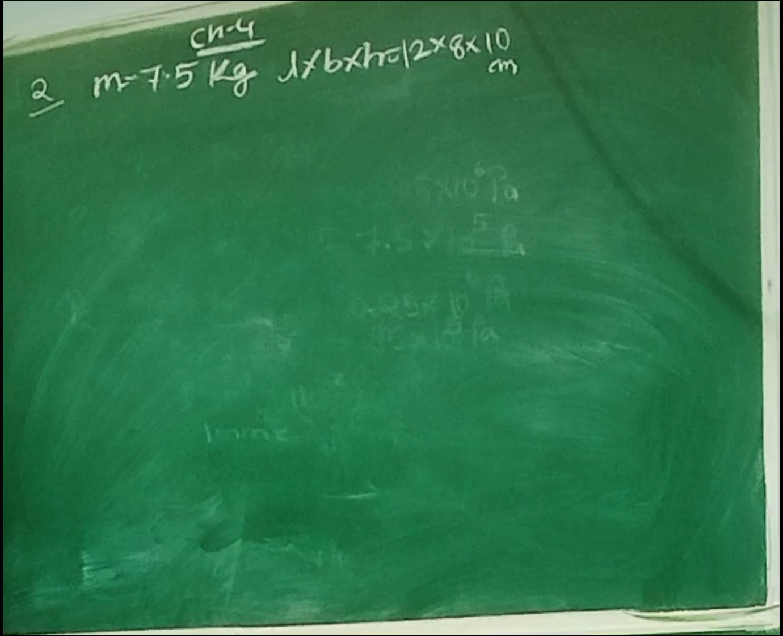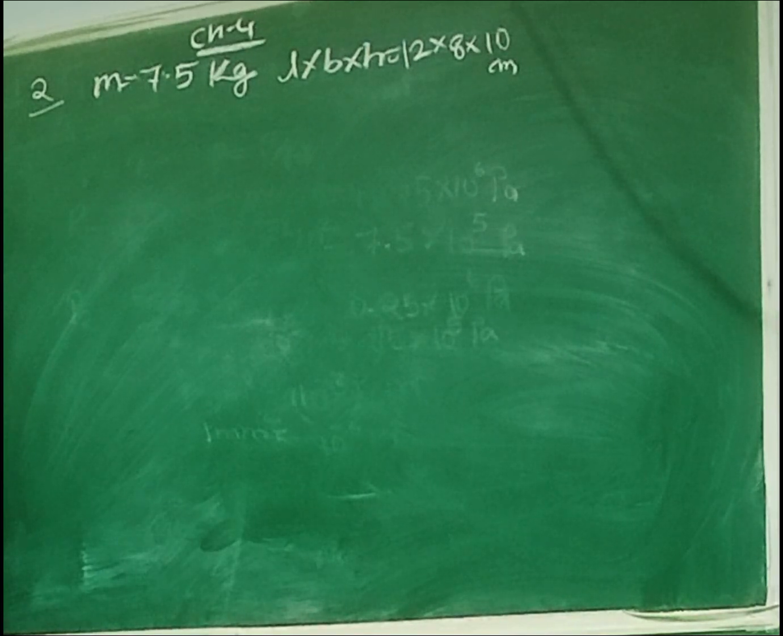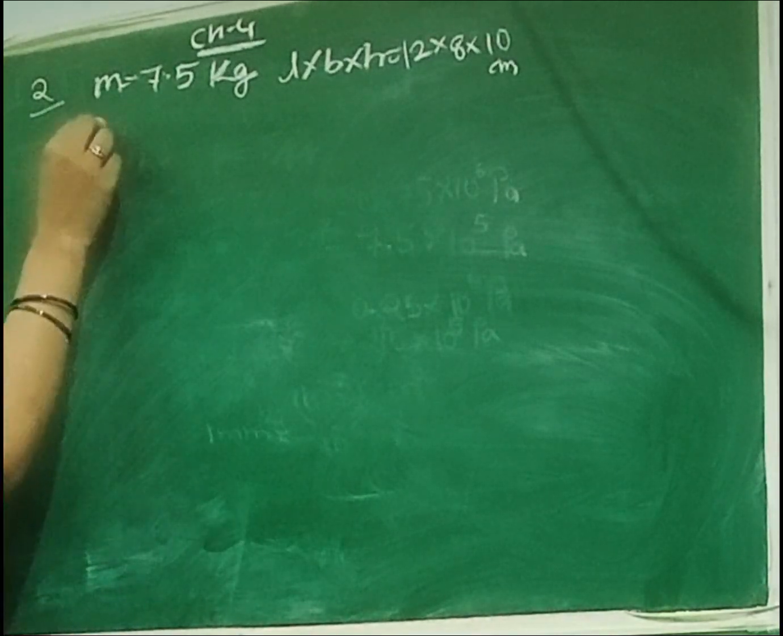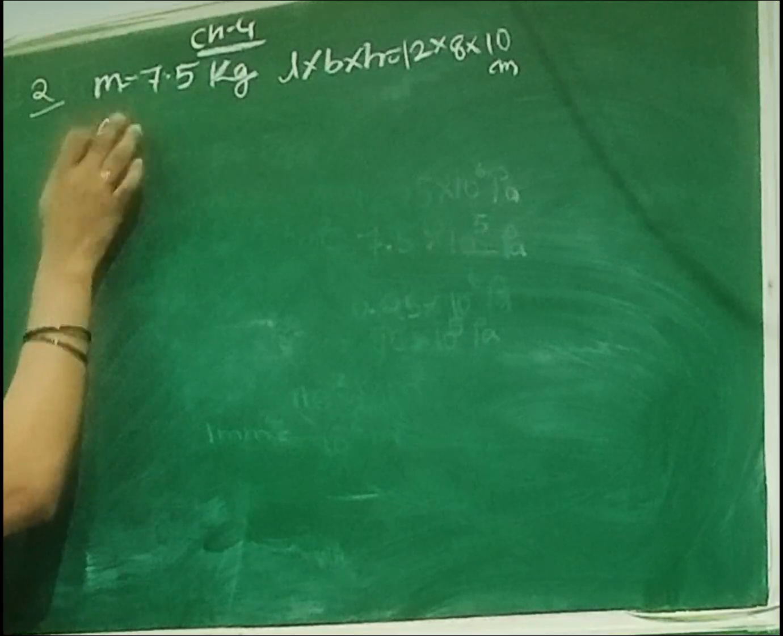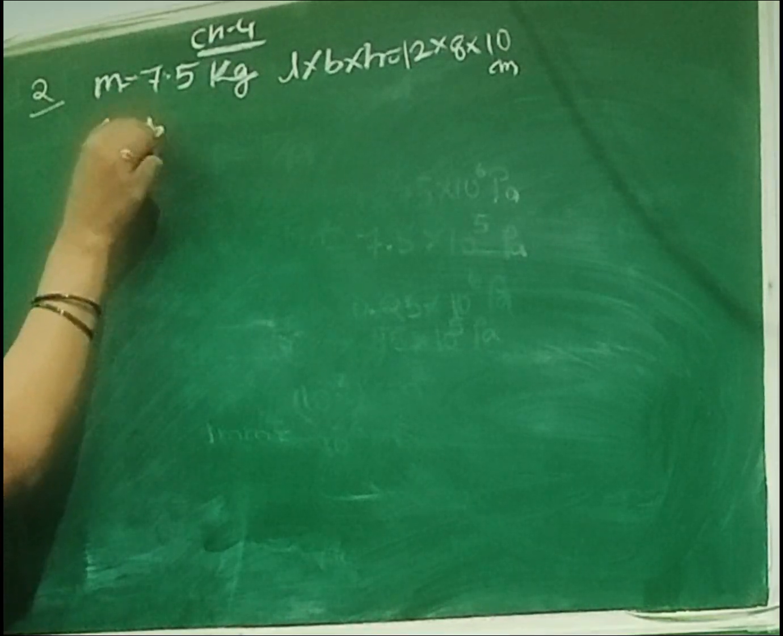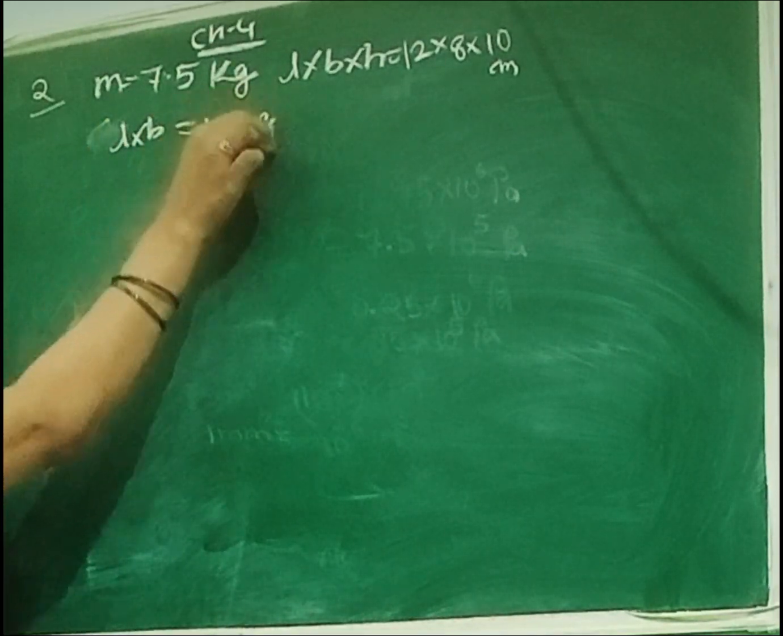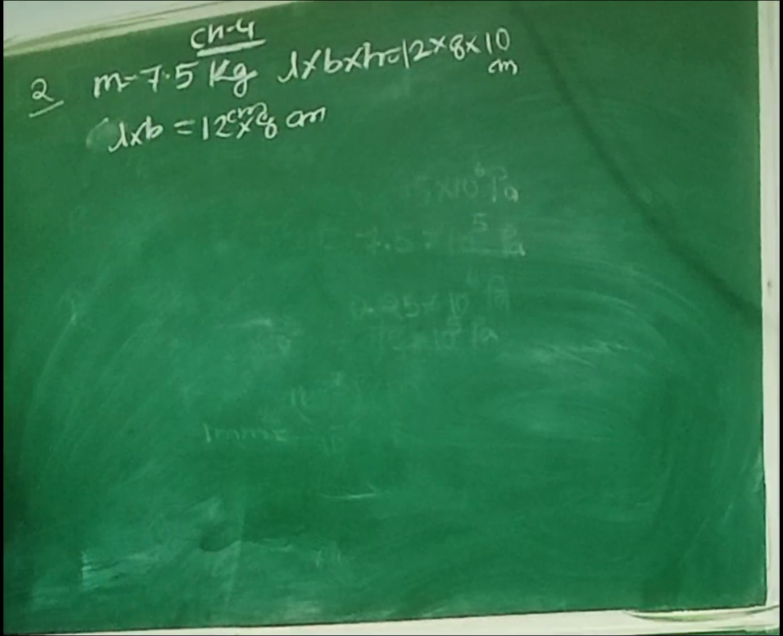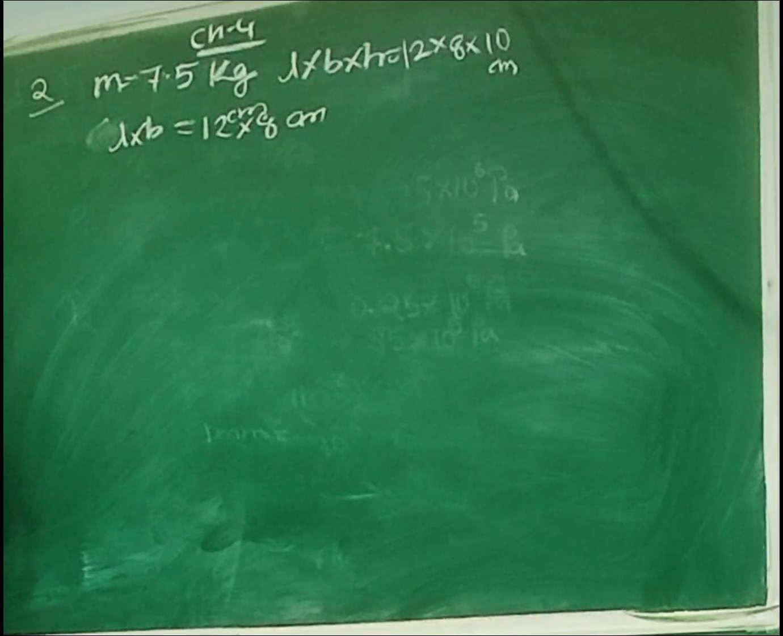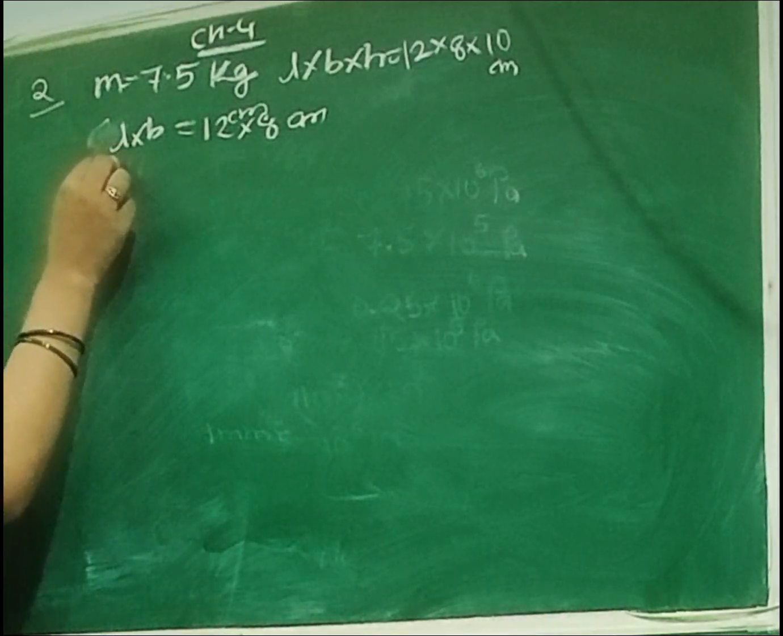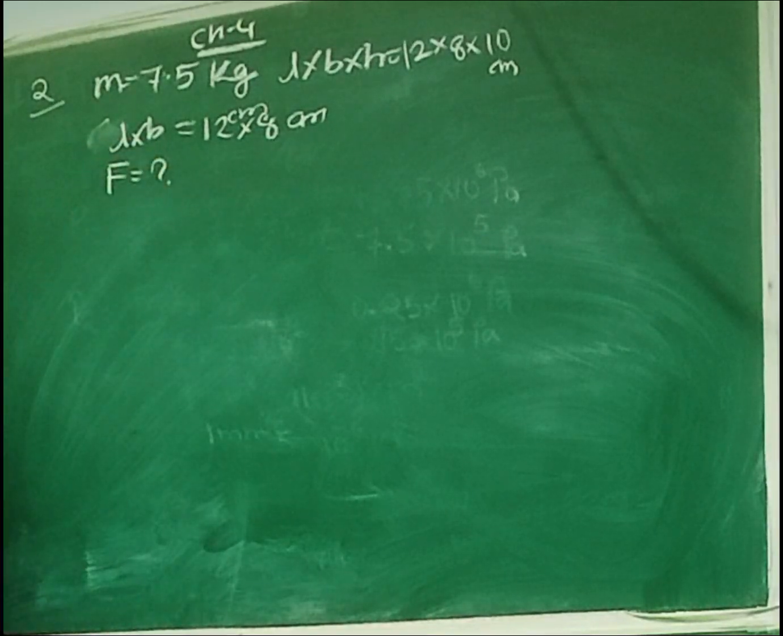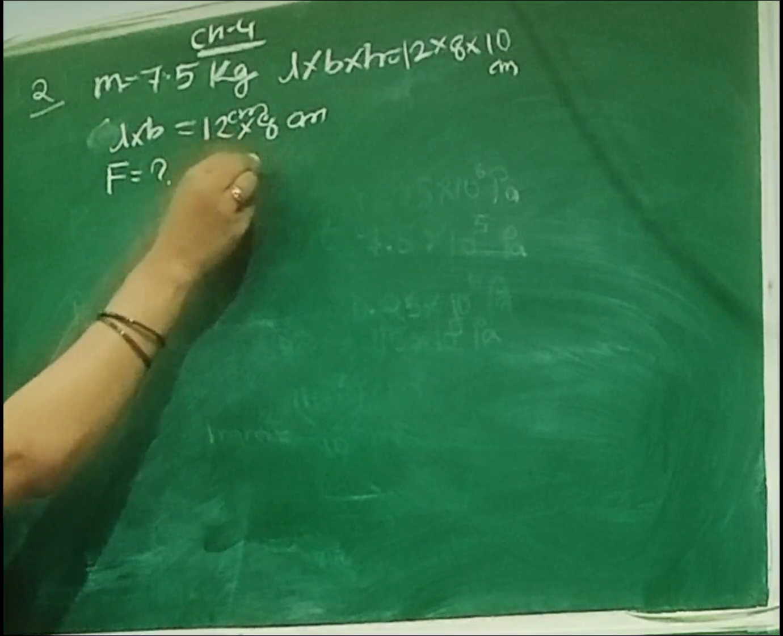After that it is given, is kept on a tabletop on its base of side 12 centimeter into 8 centimeter. So L into B is equal to 12 into 8 centimeter. Write it along, I did not write it there because I did not get space. Calculate the thrust. Thrust means force acting on perpendicular area, and the pressure.